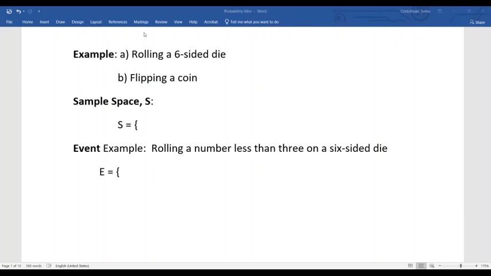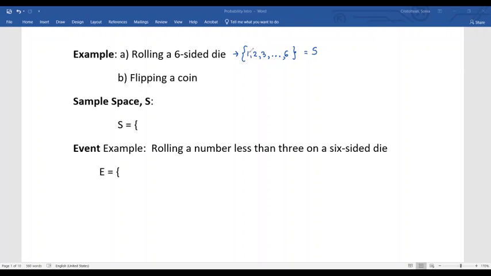Rolling a six-sided die or flipping a coin. These are probability experiments because these have specific results. For example, the results from rolling a six-sided die will be numbers 1, 2, 3, up to 6. And this is what we will call the sample space. And we will denote that with S. We will be using the symbol for the set notations. And when we put all possible outcomes, this is called the sample space.